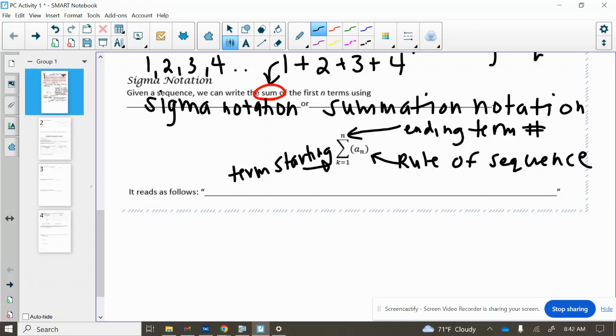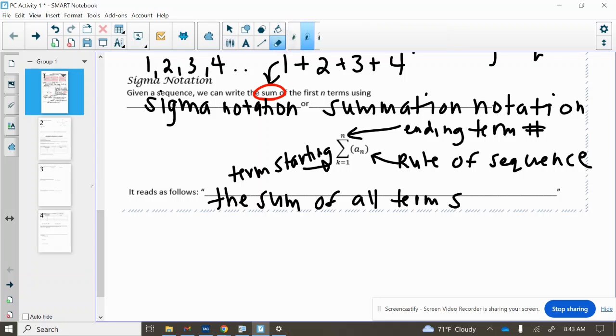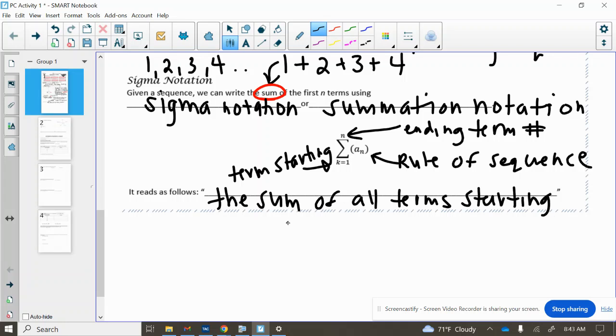So basically what this is telling us is that we are looking for the sum of all terms starting with our first one in this case, the a sub 1, to whatever that ending term is, a sub n. So maybe we want to do 1 to 6 if this was number 6.